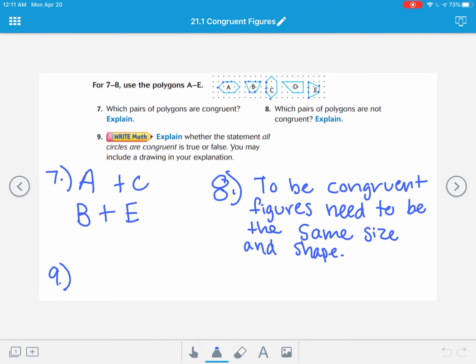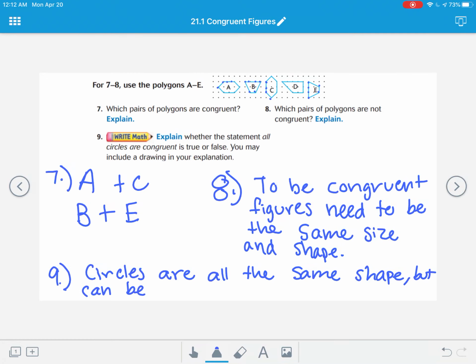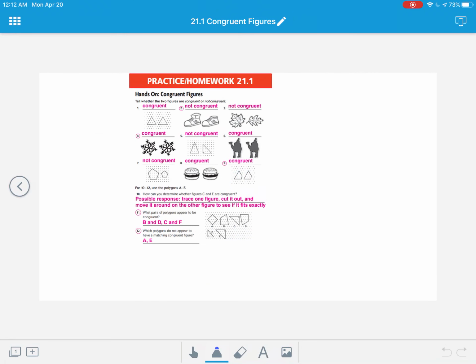So circles are all the same shape, but can be different sizes. So that statement is false. Then in our example, let's draw a small circle and a medium-sized circle. Same shape, different sizes.